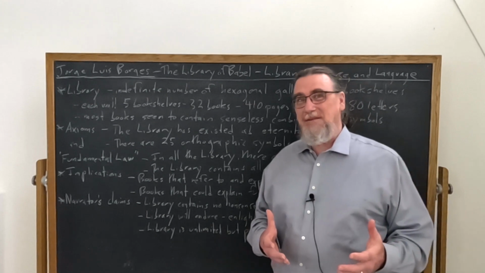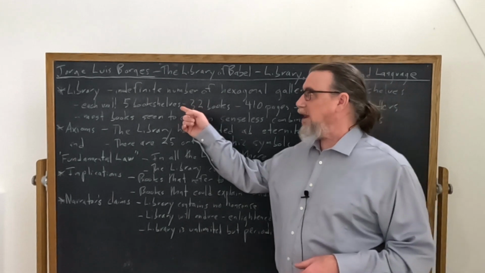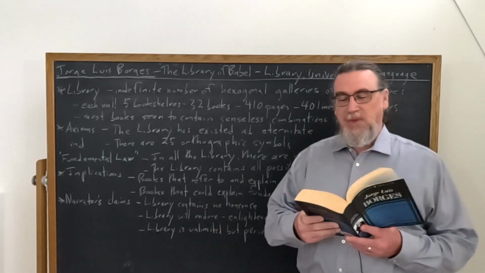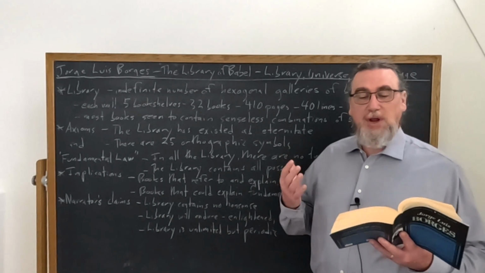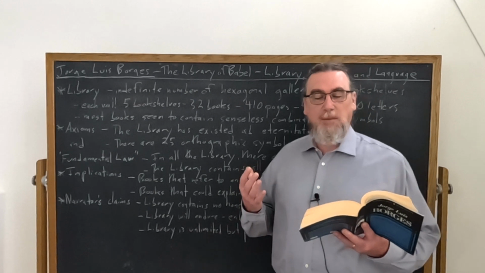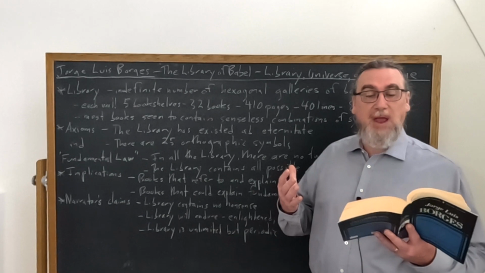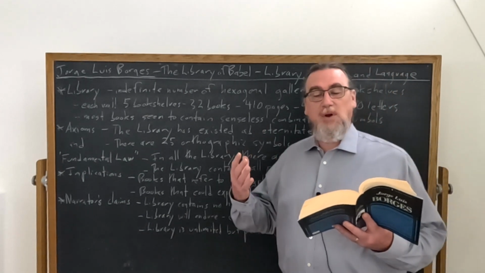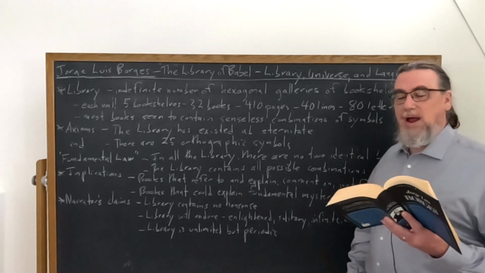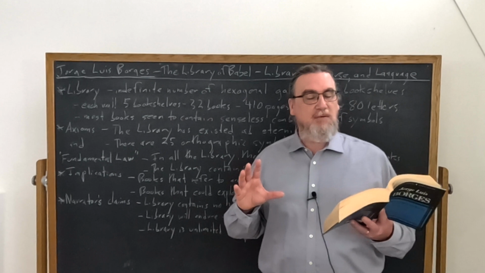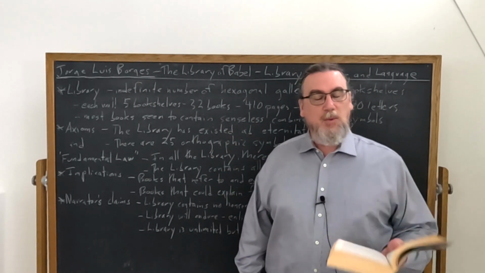Now, each of these walls, the 4 walls in each hexagon, contains 5 bookshelves. And we read each bookshelf then holds 32 books identical in format. Okay, so we've got quite a few already. "Each book contains 410 pages, each page 40 lines, each line approximately 80 black letters." There's also letters on the front cover of each book. "These letters don't indicate or prefigure what the pages inside will say."